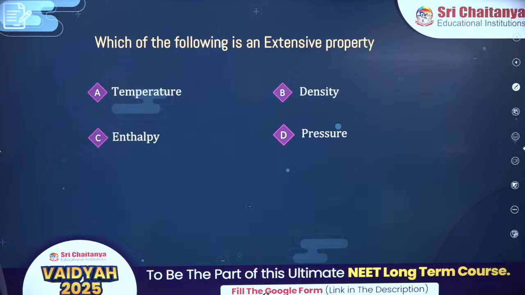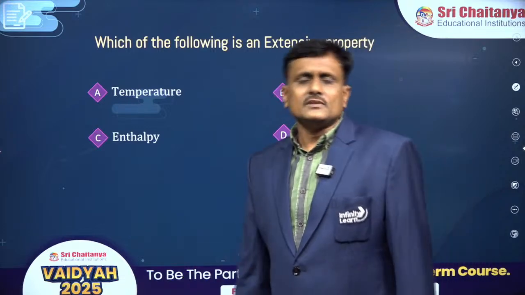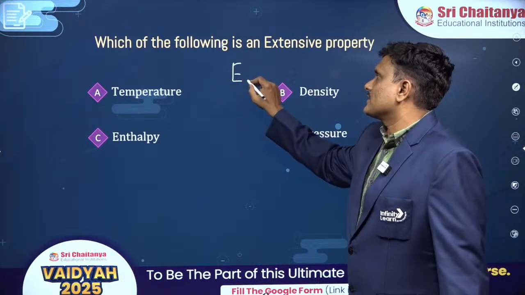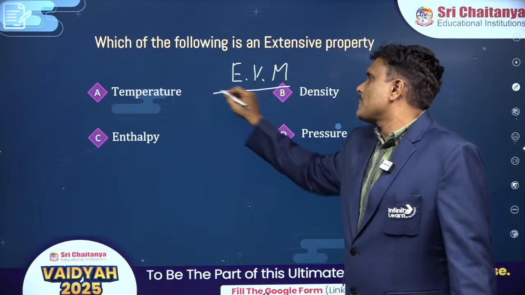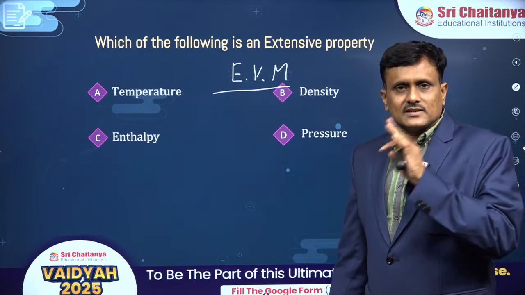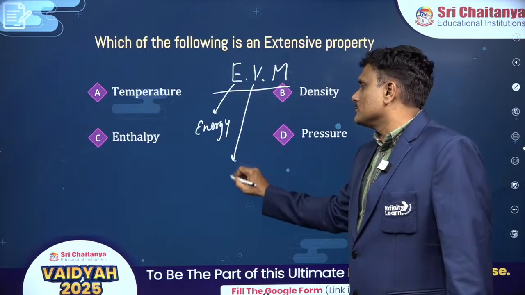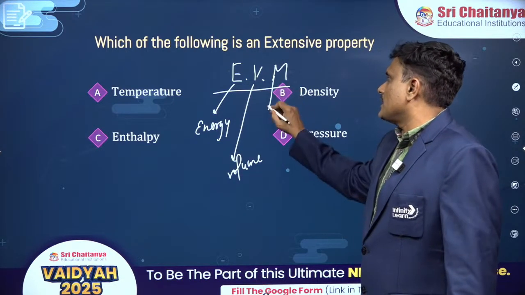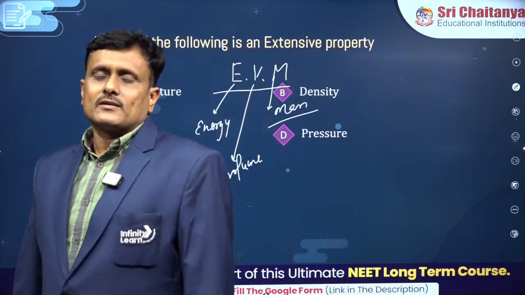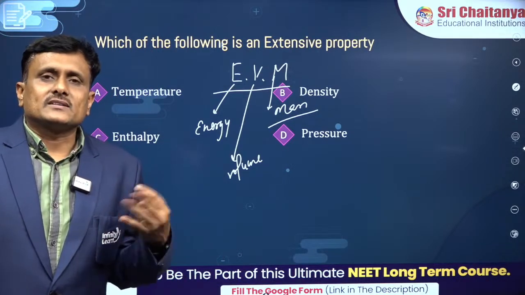Which of the following is an extensive property? Can anyone give the answer? Extensive means what? Energy, right? E for extensive, E for energy. Remember, elections are due in recent times. Electronic voting machines play the major role. For us, EVM means energy-related terms, volume-related terms, and mass-related terms are extensive properties. Remember this way. Gibbs free energy, enthalpy, they will give like this, molar heat capacity, etc.